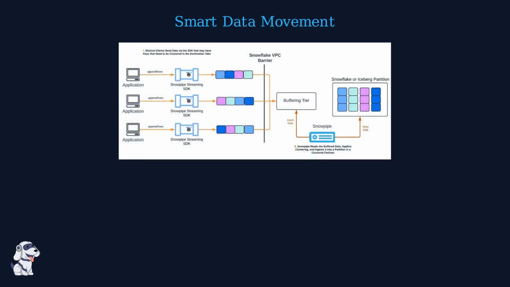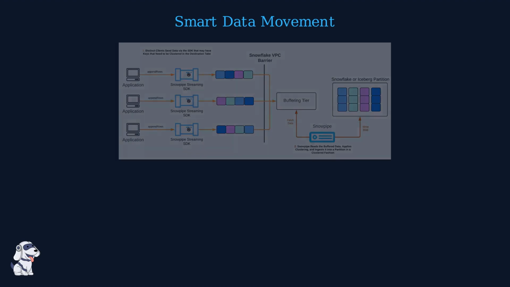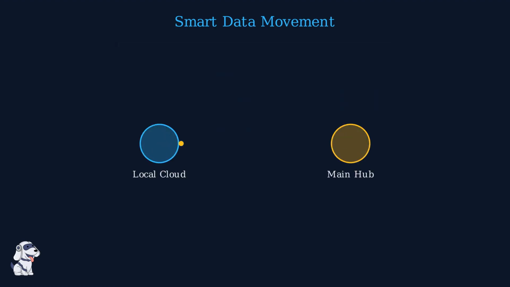Moving massive data sets across cloud regions creates huge egress costs. To stay efficient, modern architectures use tools like Snowpipe streaming. The core strategy is simple: keep the heavy processing where the data lives. By running inference models locally using Snowpark container services, we process raw data without moving it. By only syncing high-value insights or metadata back to your main hub, you keep egress costs at an absolute minimum while maintaining performance.